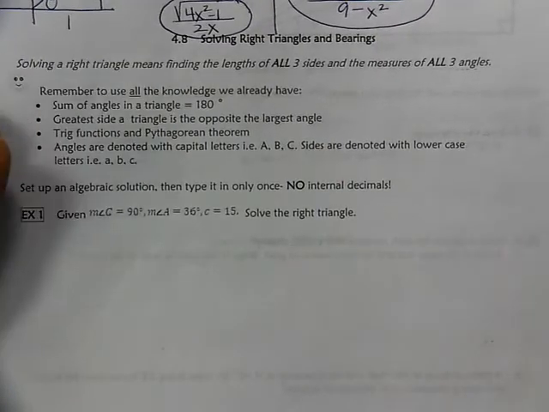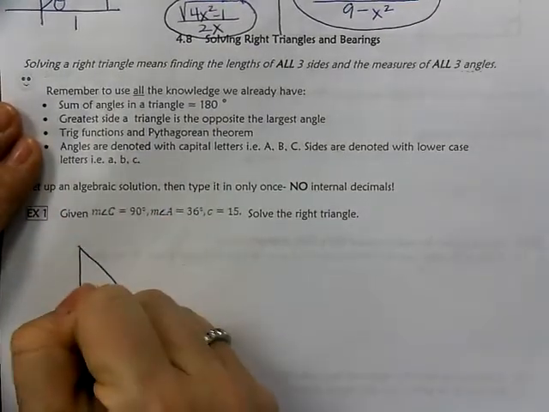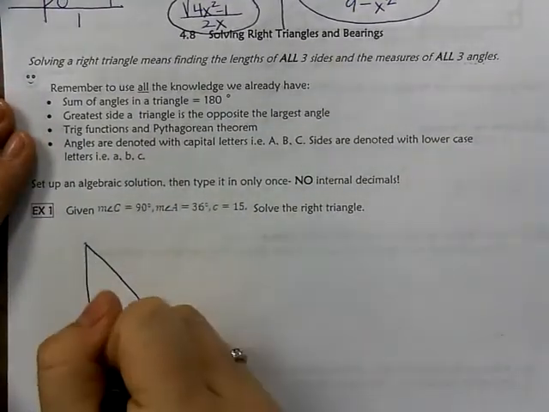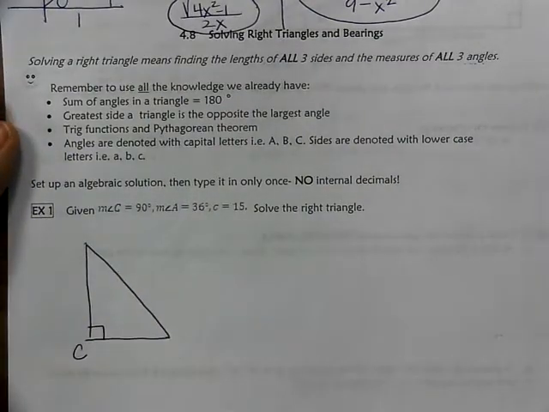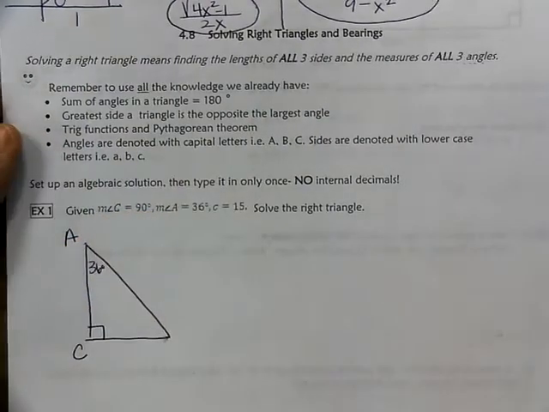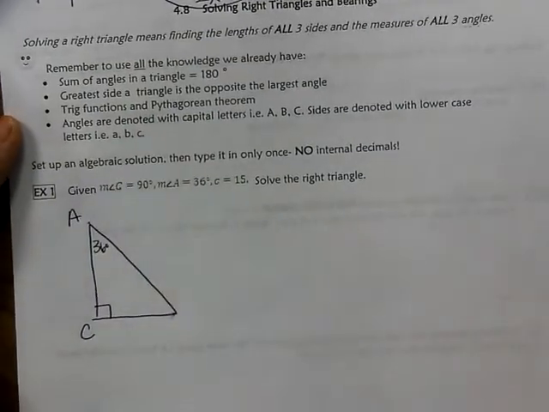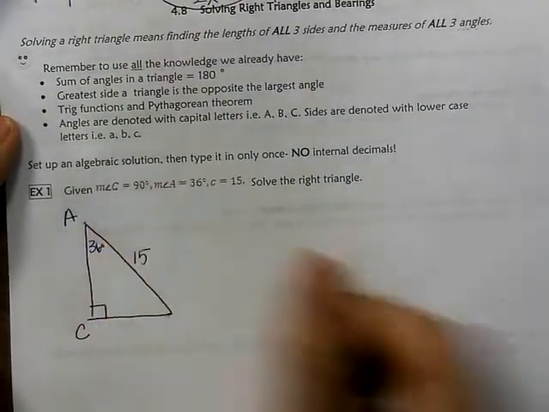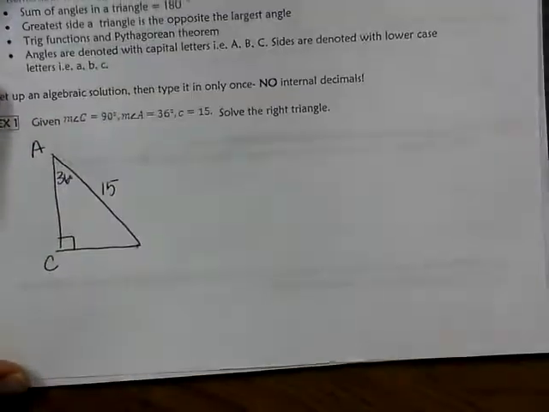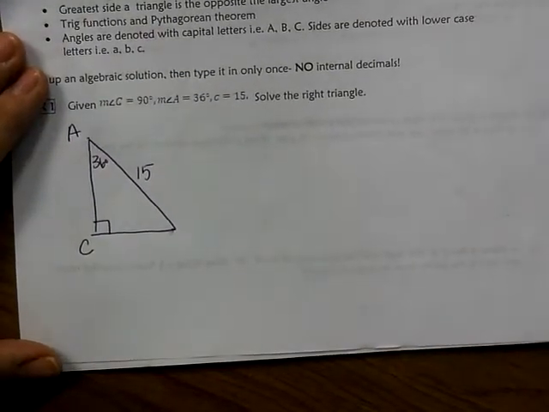First thing is you're going to draw a picture. They've given us some information. We know that angle C is our 90-degree angle. Angle A is 36 degrees. And side C is 15. Remember that side C is across from angle C. So this is 15.